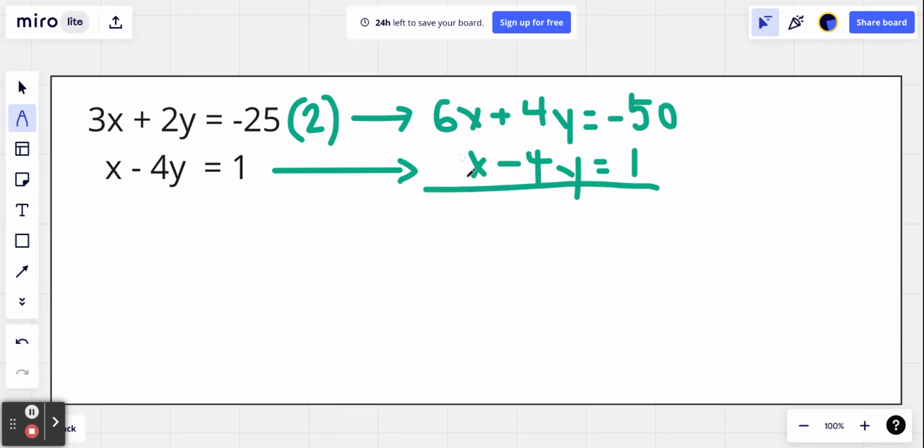So 6x plus x is 7x. 4y minus 4y is 0. And negative 50 plus 1 is negative 49. Now, my last step is to divide by 7 on both sides. And so I get 1x equals negative 7.